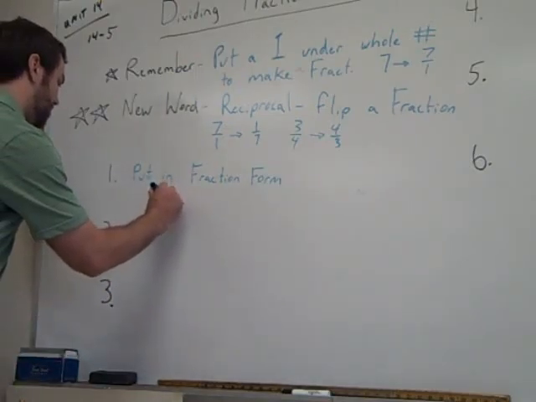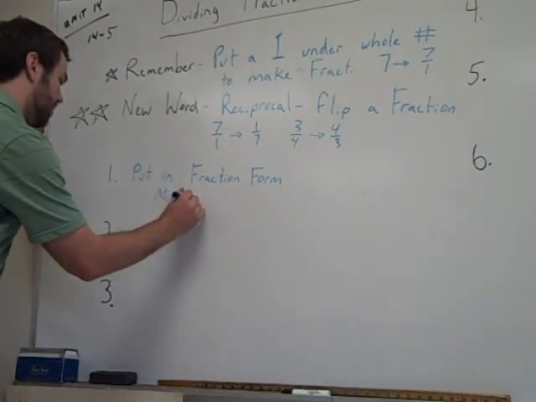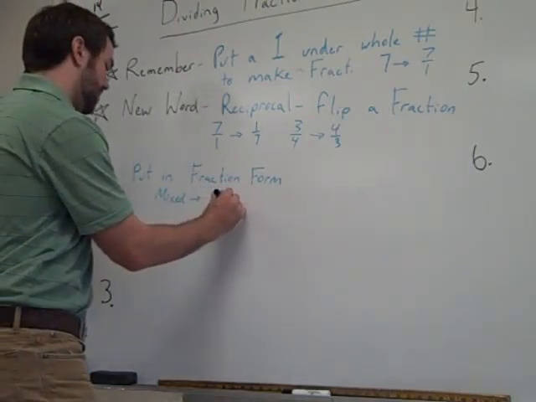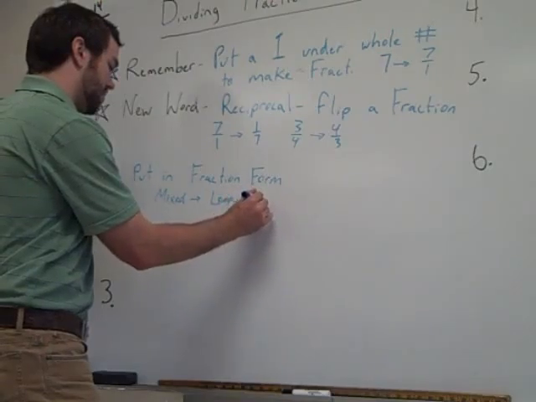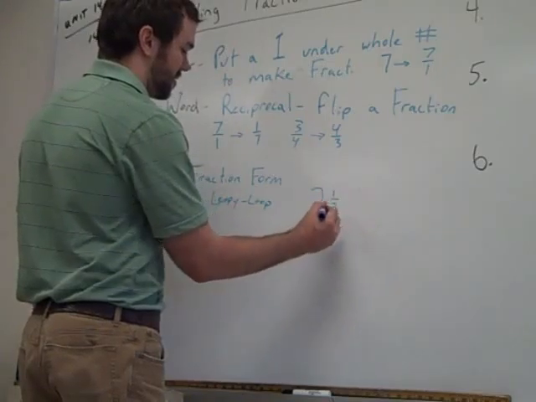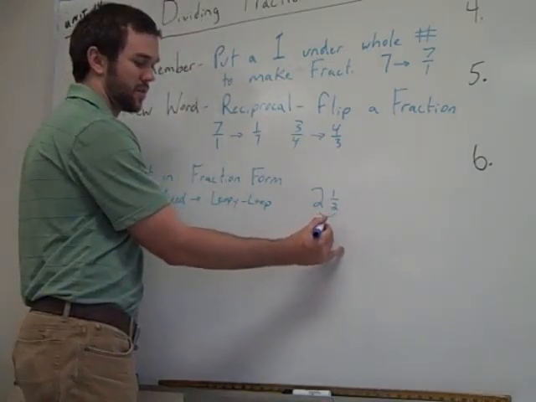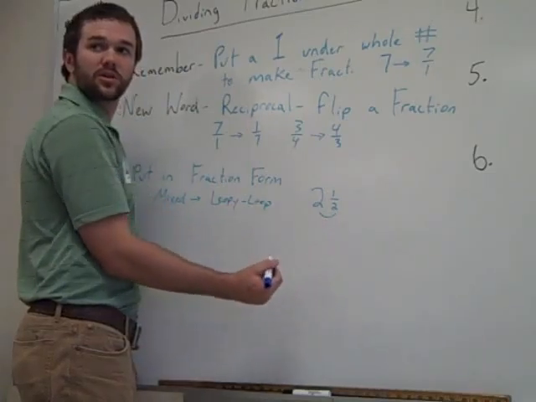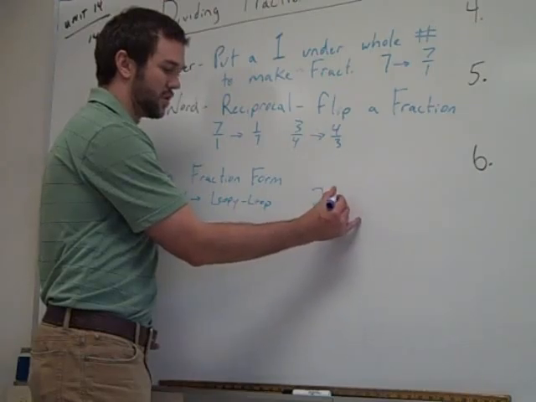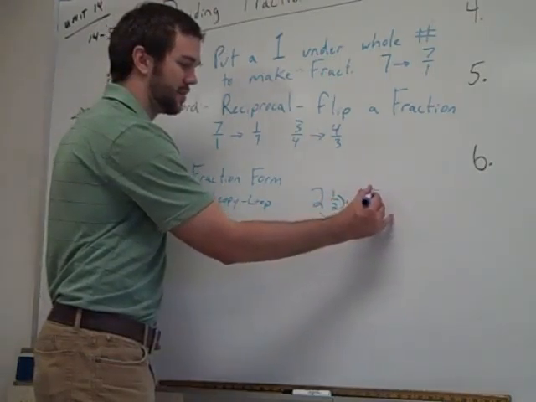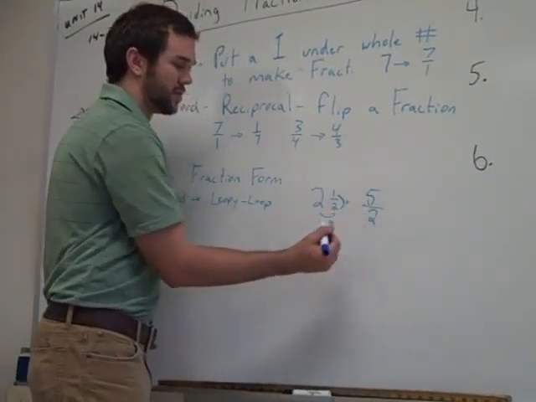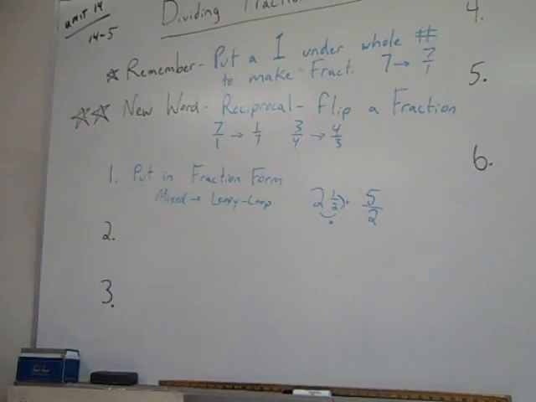And then what if I have a mixed number? What do we do? Change the mixed number to an improper fraction. What was that, Parker? Loop-de-loop. So, if I had 2 and 1/2, how do I loop-de-loop it into a fraction? 2 times 2 is 4. Plus 1 is 5. Over what? 2, right? So that's easy.